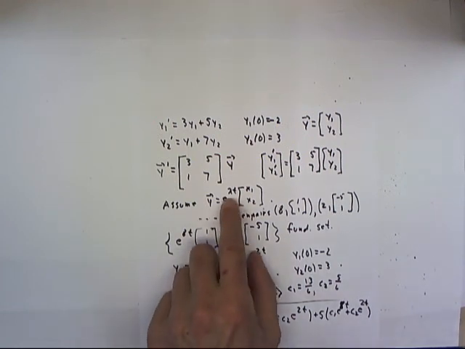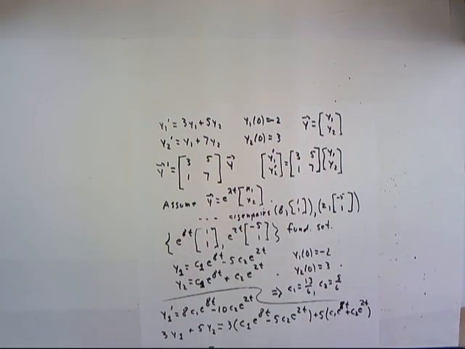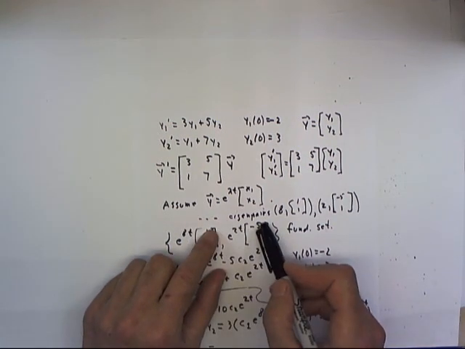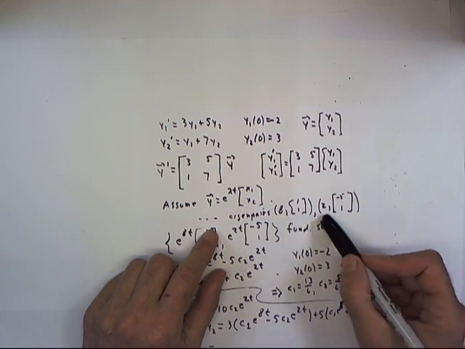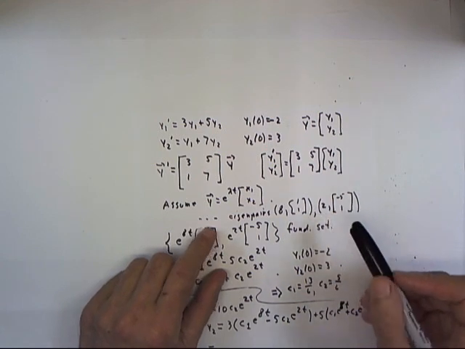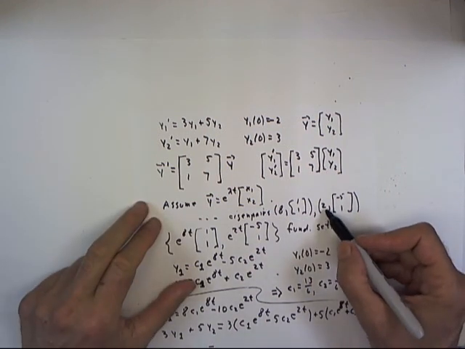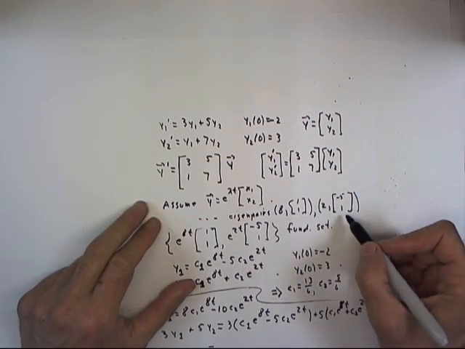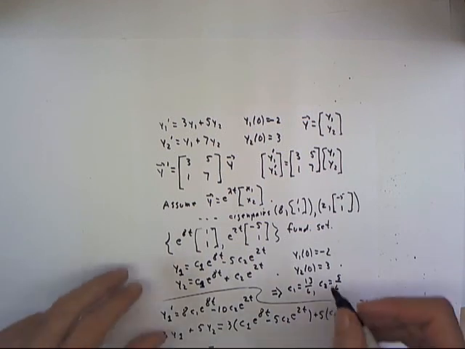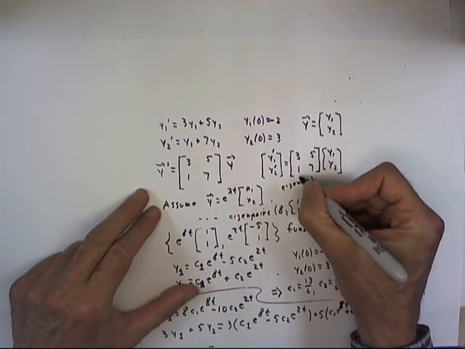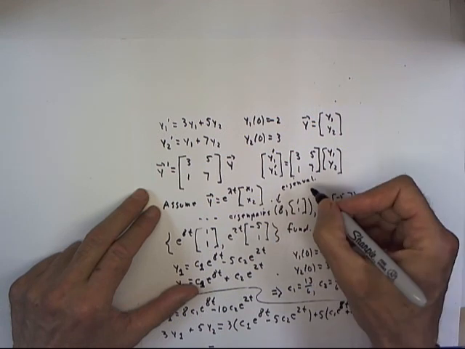Assuming that y equals e to the lambda t times x1, x2, and following the process, we get eigenpairs 8, 1, 1, and 2, negative 5, 1. You have eigenvalue 8, eigenvalue 2, eigenvector 1, 1, eigenvector negative 5, 1. So that's an eigenvalue.